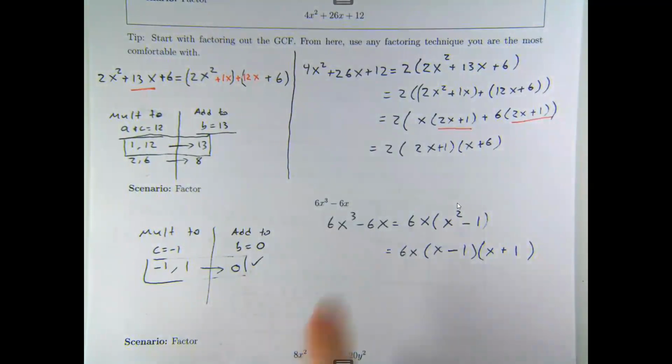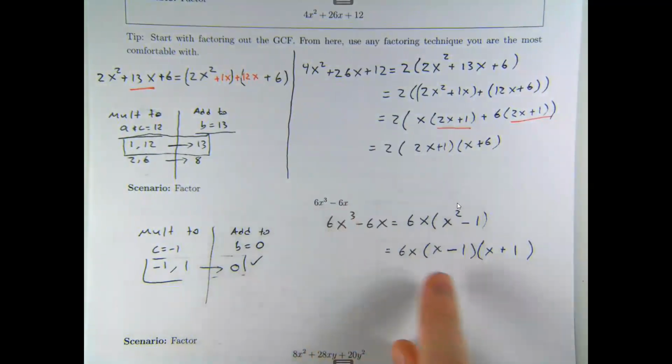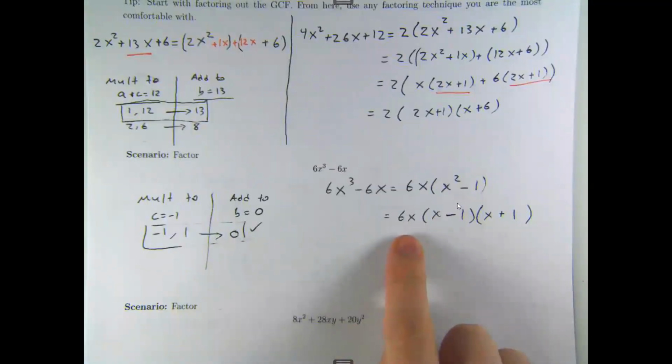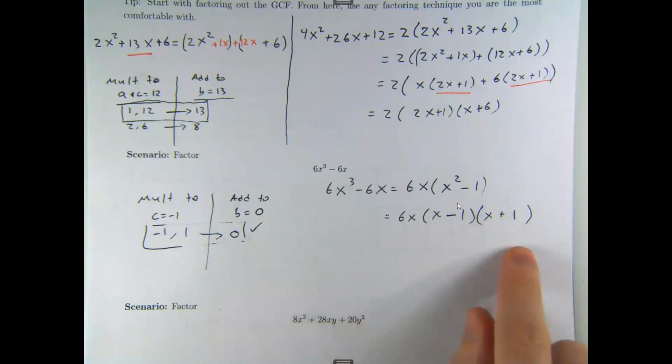So if I'm factoring 6x cubed minus 6x, I should end up with 6x times x minus 1 times x plus 1.